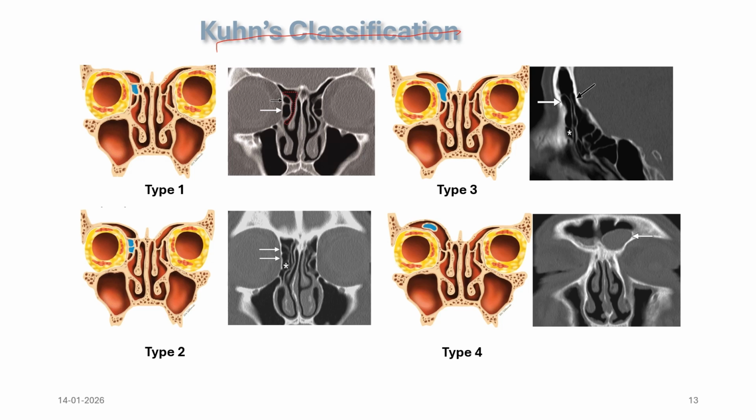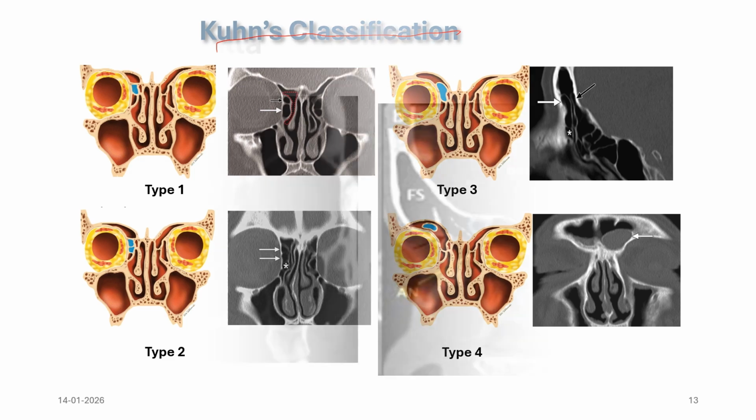In this coronal CT image, the white arrow denotes the agger nasi cell and the black one is the frontal ethmoidal air cell. In relation to the agger nasi cell there is a single cell in type 1. In the second image, type 2, there are two, whereas in the third there is a sagittal image showing extension into the frontal sinus, and in type 4 there is an isolated air cell with sinusitis in the frontal sinus.